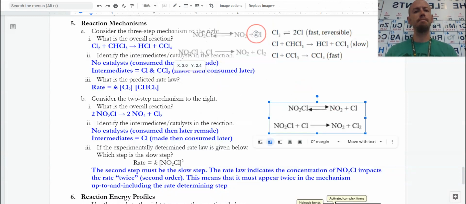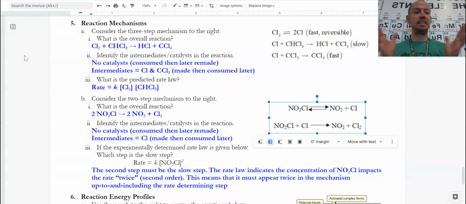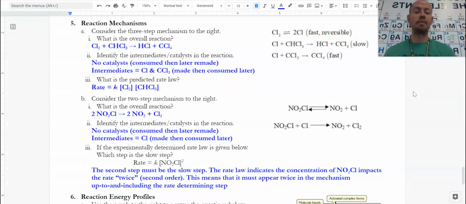So mechanisms are kind of the last piece of putting our experimental data together with our collision theory, together with our orders and our rate laws, to get to understanding what's actually happening. And more repetition through practice problems and AP questions over mechanisms is very helpful.